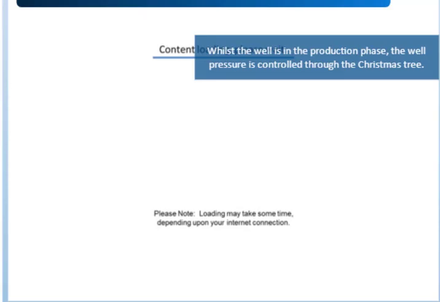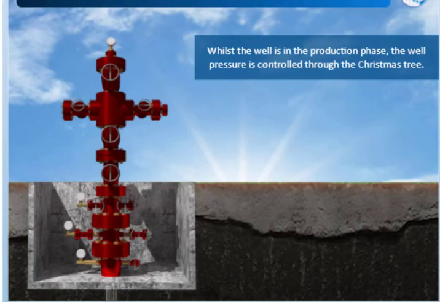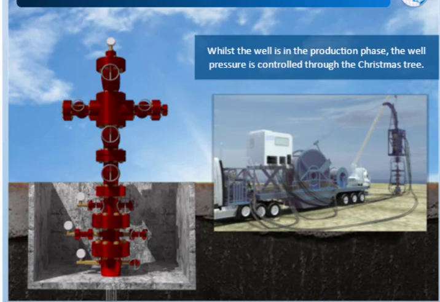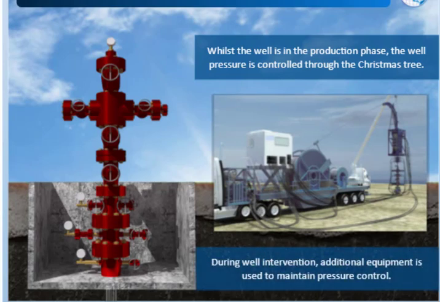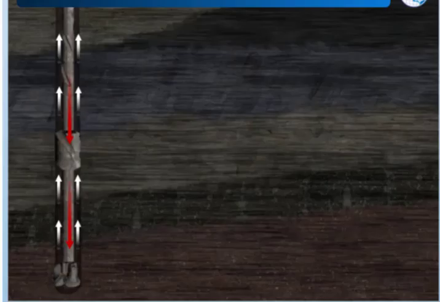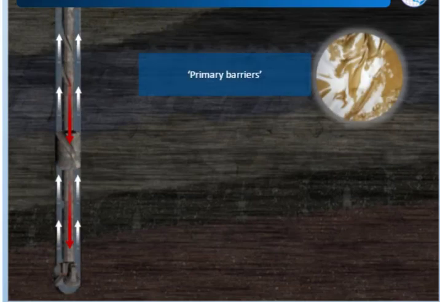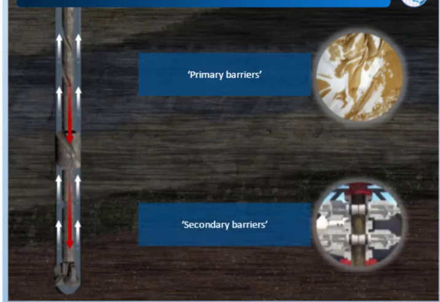Whilst the well is in the production phase, the well pressure is controlled through the Christmas tree, unless there are well intervention operations taking place. During well intervention, for example when using slick line or coiled tubing, additional equipment is used to maintain pressure control. No matter what is happening with the well, be it drilling or well intervention, the primary barriers are there to prevent a blowout, and if they are ineffective, then the secondary barriers come into play.